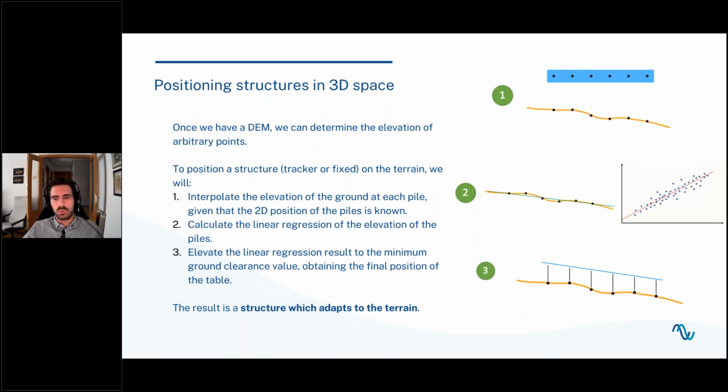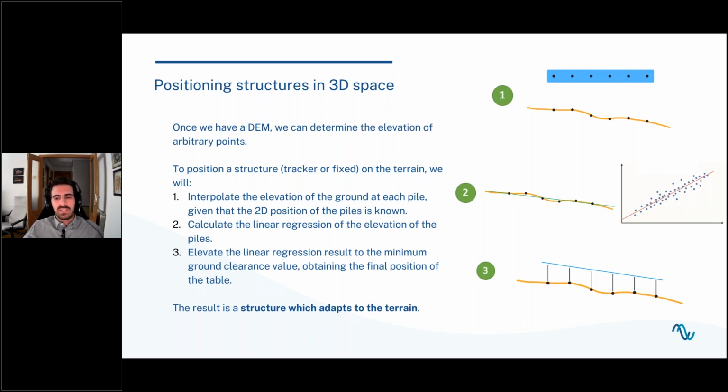Then, once we have the elevation of the ground in those points, that is step 2, we will perform a linear regression connecting the points. We will project the points on an XY plane, and then we will perform the linear regression like you see on the right. It's the exact same linear regression formula that you would use in Microsoft Excel, for example. It's the same thing.